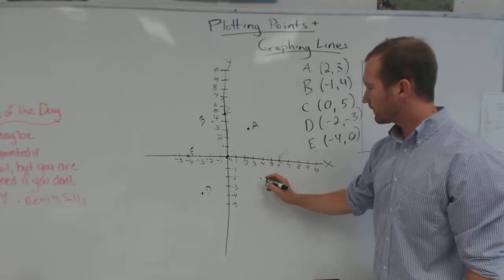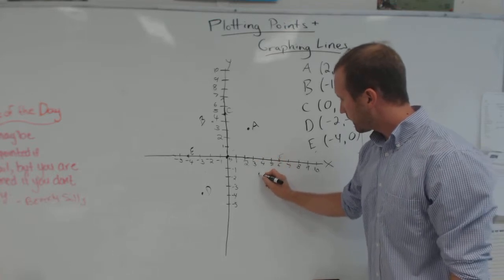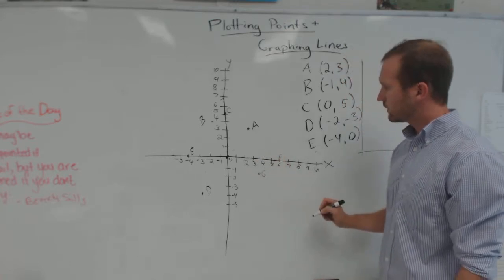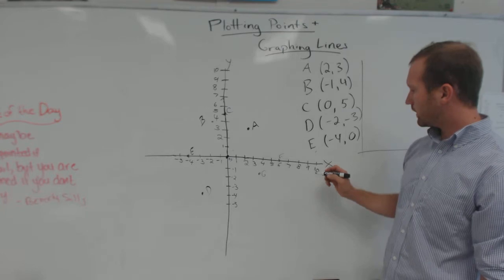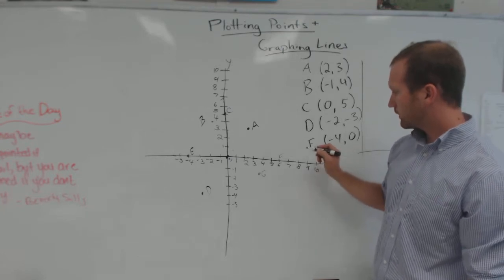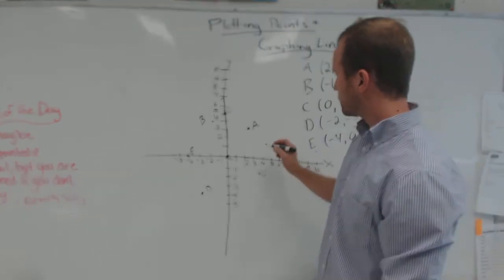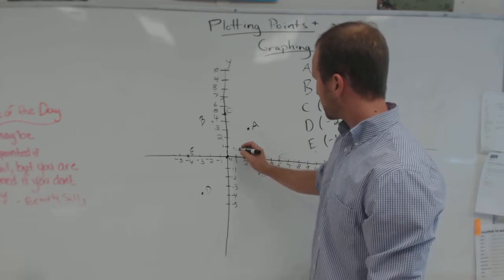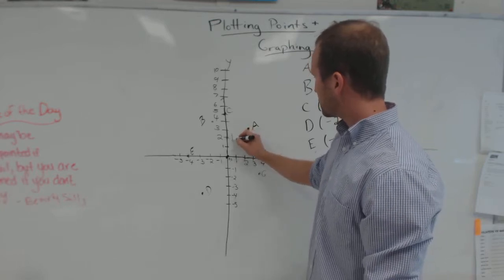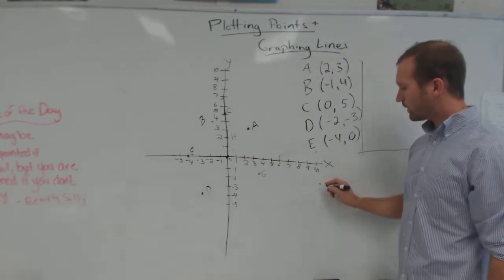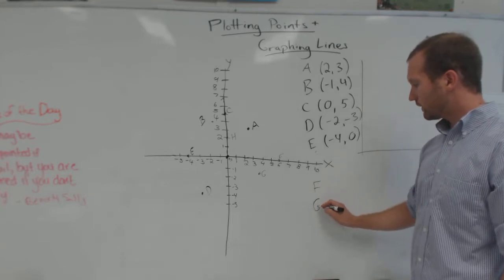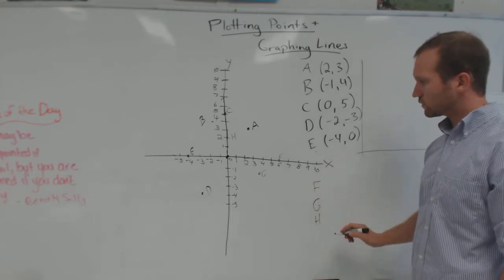Okay, I'm going to give you 3 other points. F, G, and let's see, H. What are the coordinates of points F, G, and H?